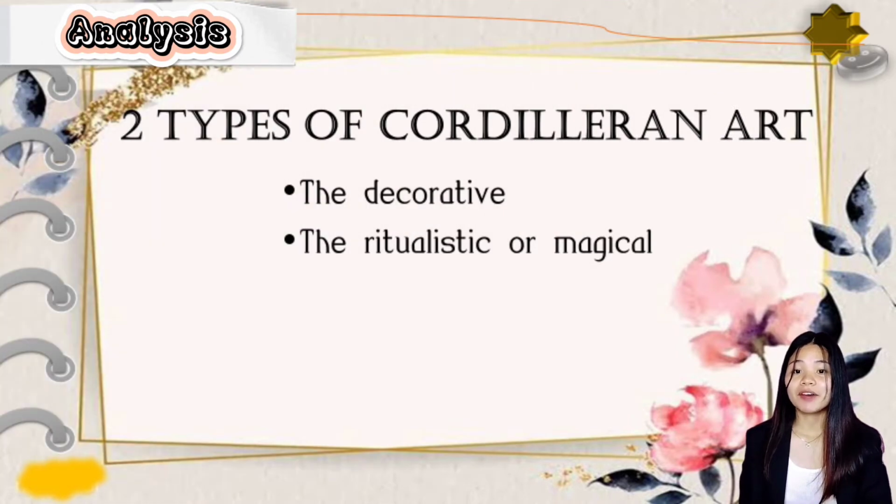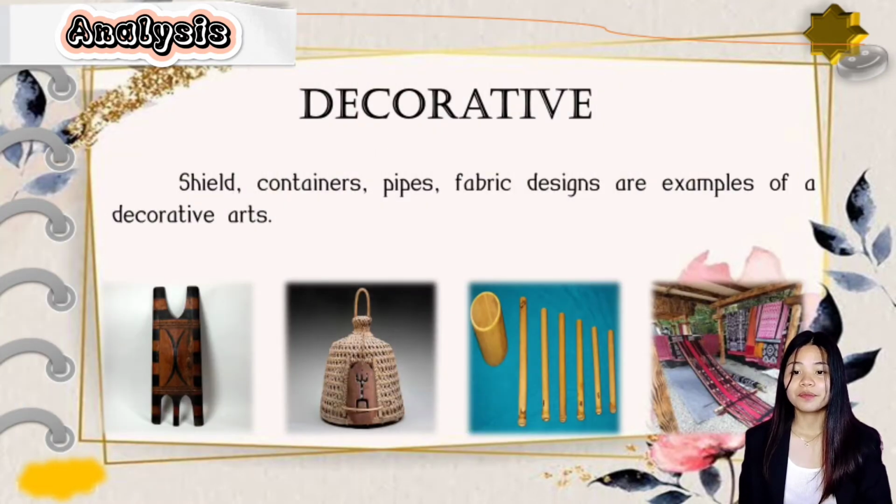Cordilleran art can be divided into 2 types, the decorative and the ritualistic or magical. For decorative, these are shields, containers, pipes, and fabric designs. Shields are for their soldiers. Containers are for keeping their food or any small objects. Pipes are for their musical instruments. And fabric designs are for their clothing or blankets.